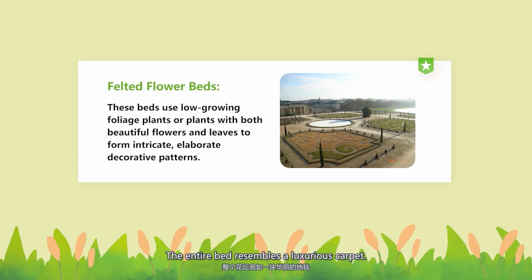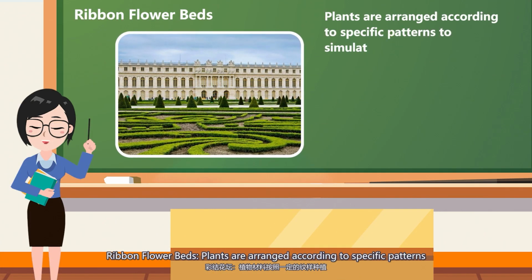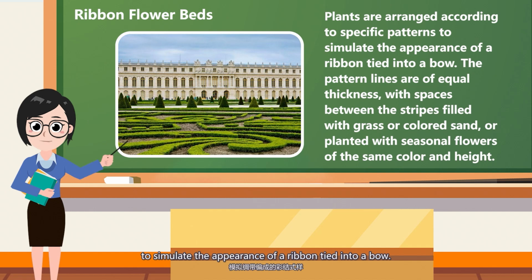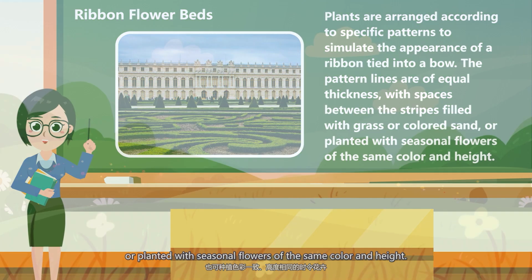The entire bed resembles a luxurious carpet. Ribbon flower beds. Plants are arranged according to specific patterns, to simulate the appearance of a ribbon tied into a bow. The pattern lines are of equal thickness, with spaces between the stripes filled with grass or colored sand, or planted with seasonal flowers of the same color and height.